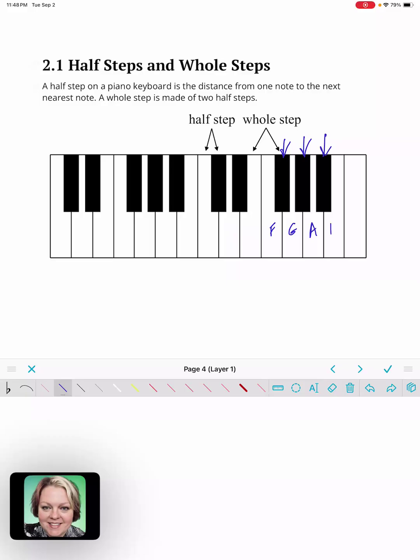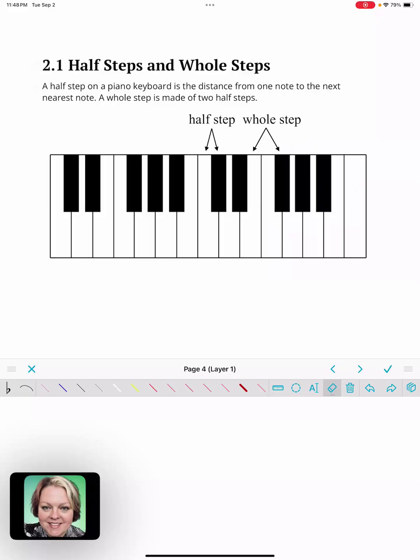But if I told you, hey, go up a half step from B, you're actually going to end up on another white key. So don't assume that a half step is always going to be a different colored key. Most of the time it will be, but not 100% of the time.